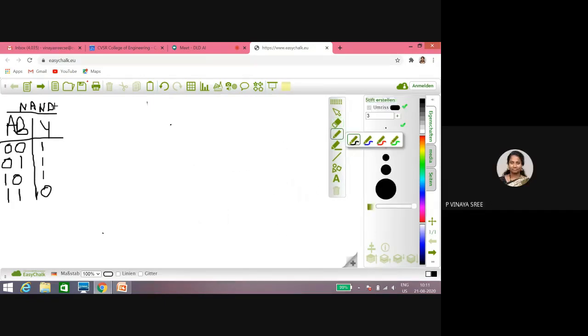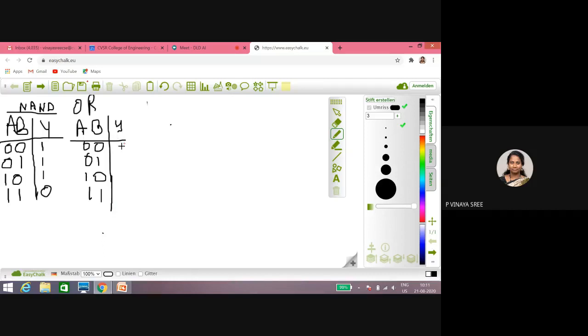Okay. So let me write OR. Let me write the OR truth table also. A, B, Y. Okay. So 4 combinations: 0 0, 0 1, 1 0, 1 1. Can anyone tell me the output for this OR gate? 0 plus 0 is 0, 0 plus 1 is 1, 1 plus 0 is 1, 1 plus 1 is 1. So you will get the output as 0, 1, 1, 1.